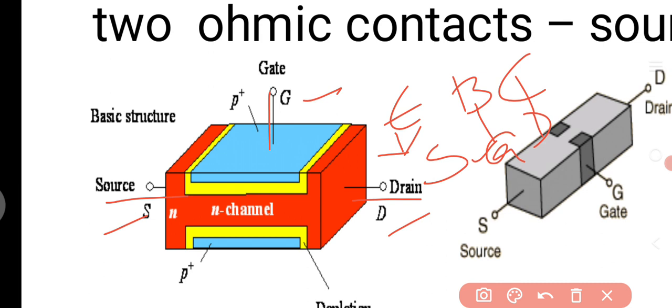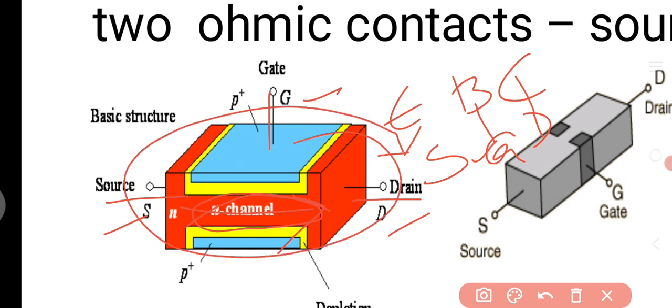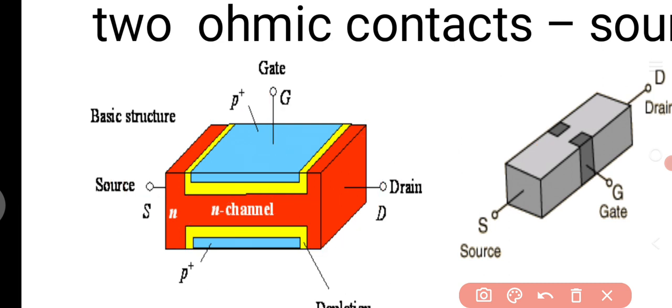So in this case, we are creating one channel, and this channel acts as the majority carrier flow path. This total will be within a substrate. So here we go for the N channel, and that's why the substrate will be the N type of substrate. This is the basic structure of a FET.